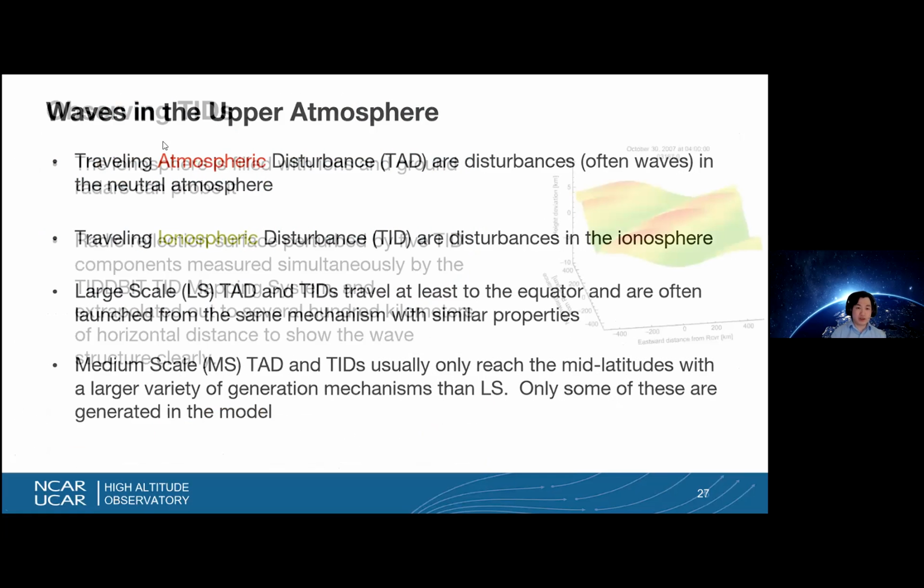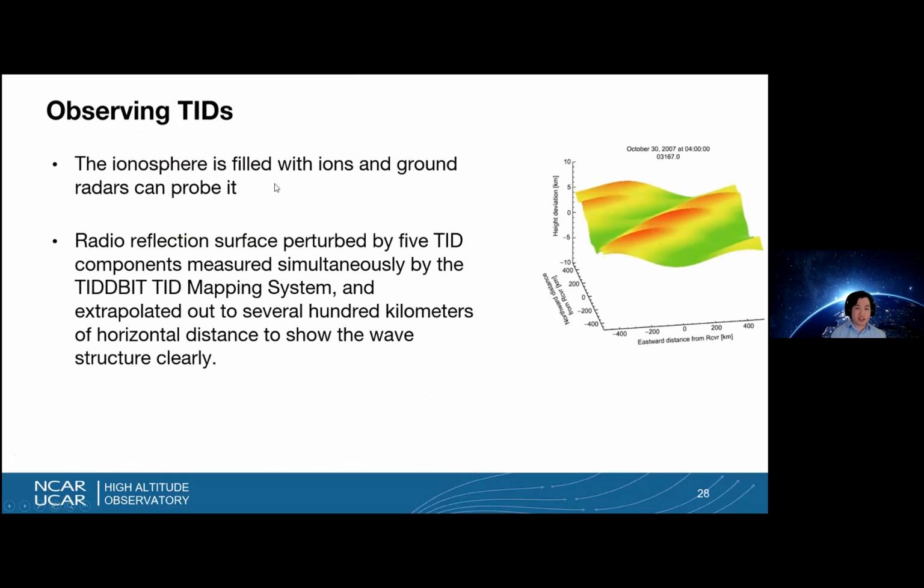In terms of observations, the TIDs are slightly easier to observe because the ionosphere is filled with ions, so ground radars can probe it. This is a nice illustration of what a wave in the atmosphere would look like. It's kind of like a tsunami, except now you think of an entire pressure level, and you can imagine the entire atmosphere just rising up and then dropping back down. You don't really modify or change the local property. You just raise everything up and then everything goes back down. So you see these waves traveling through, and some of these can be very large scale and very large amplitude. This is just to illustrate what a wave in the atmosphere would look like.